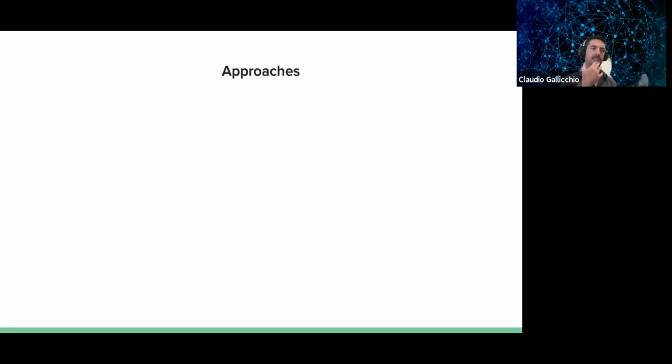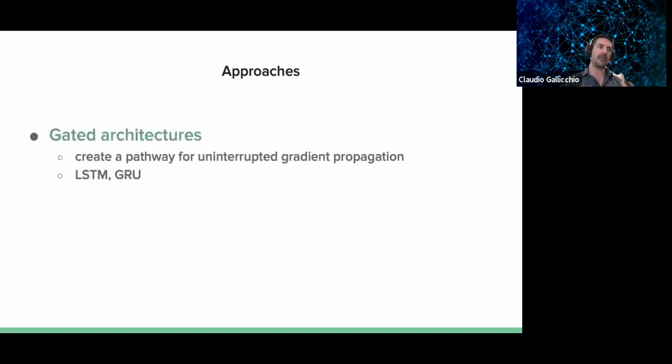In order to try to solve these kinds of problems related to the propagation, in particular of the gradients across the system, there are a couple of typical approaches that you can find in literature. One is related to the use of gated architectures. Until now we have seen the straightforward way of organizing a recurrent neural network. This is typically also called vanilla recurrent neural network.